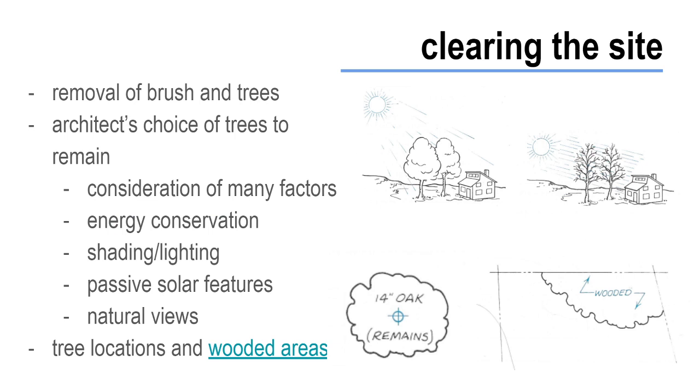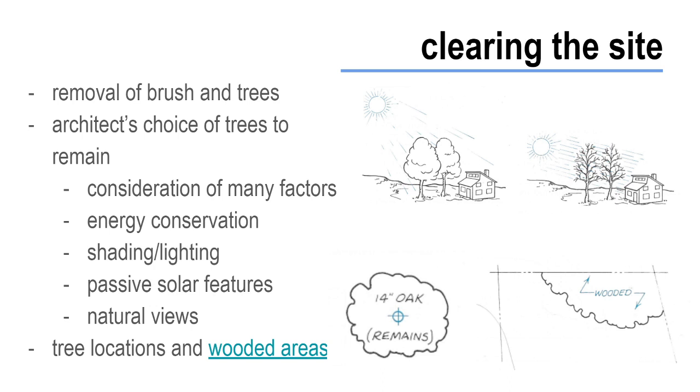When you are clearing the site, you're entering the first step of actual construction, which is to prepare it. That means clearing any brush or trees that are not to be part of the finished landscape. The architect may choose what trees remain, based on a couple of factors. Trees and other natural features can be a very important part of architecture. Not only do they bring natural beauty to the land, in my opinion, but they can play a key part in energy conservation.